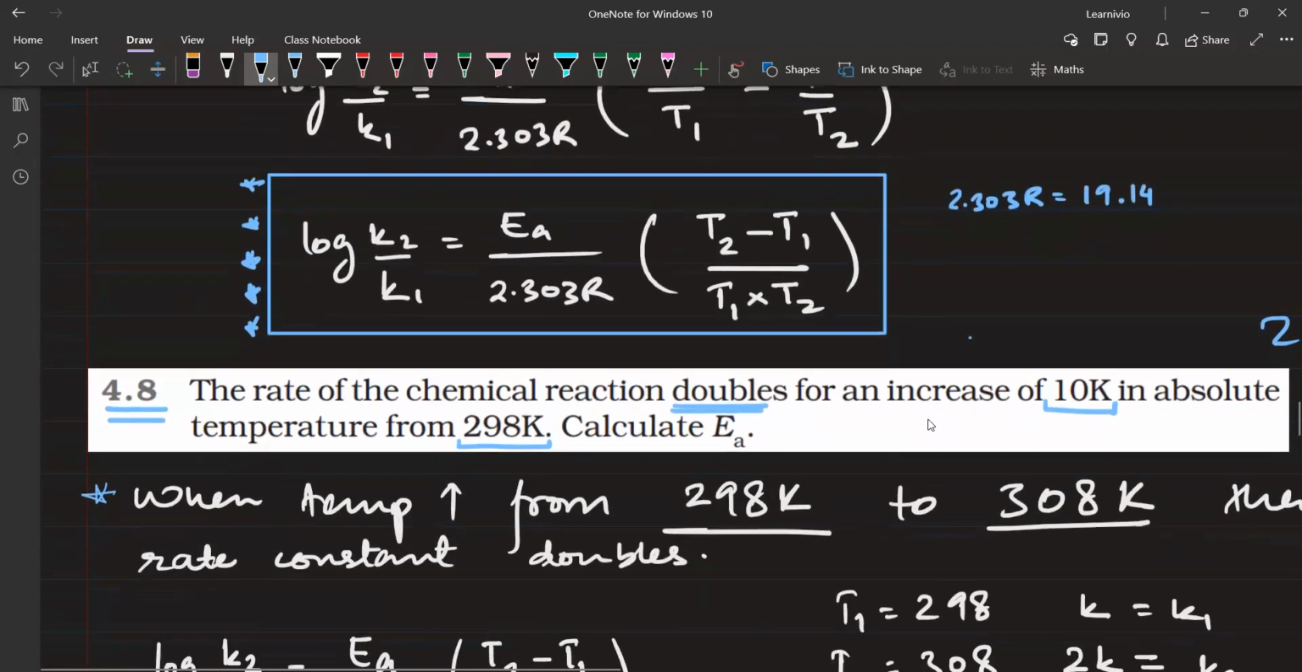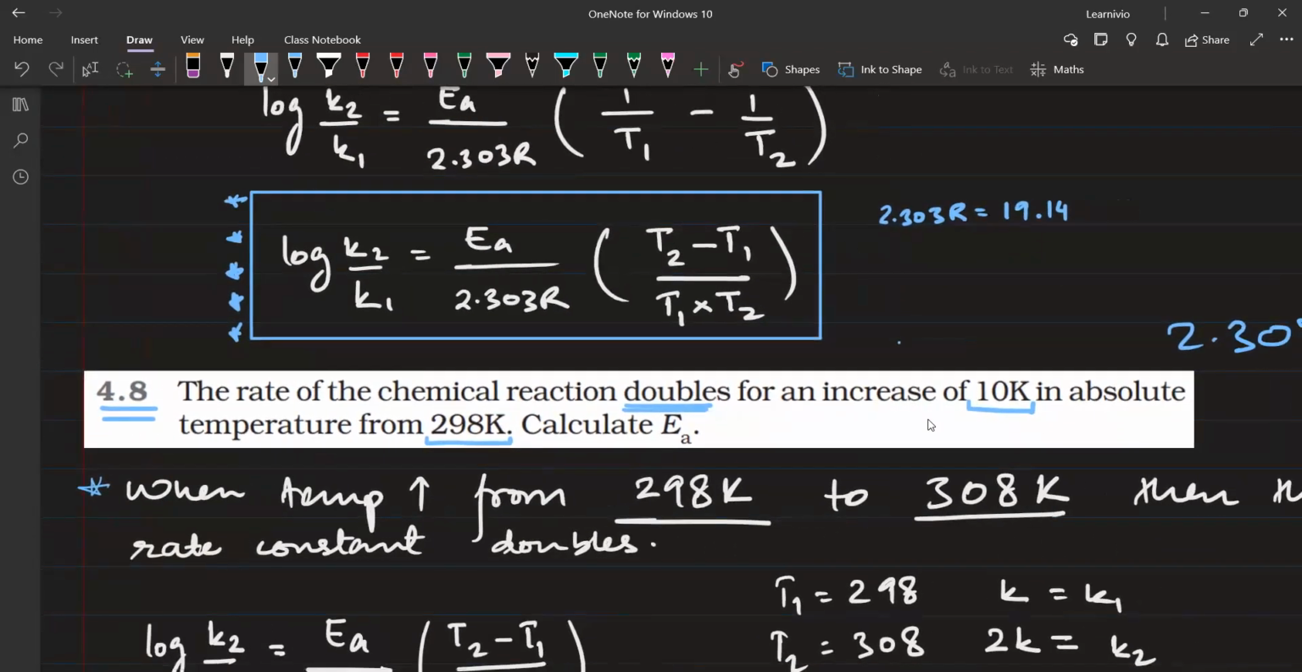For this reason, when we see here the 10 Kelvin increase also, from where we are increasing the 10 Kelvin, from 298. So here when temperature increases from 298 to 308 Kelvin, then the rate constant doubles. This is the information that is given in the question.